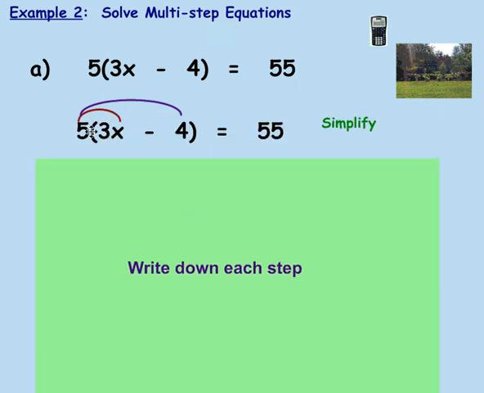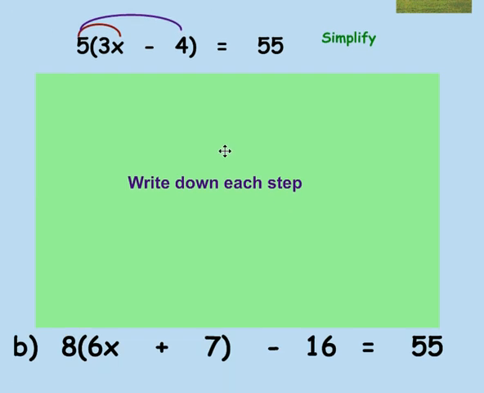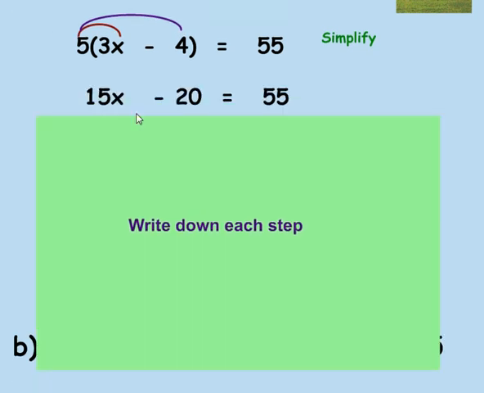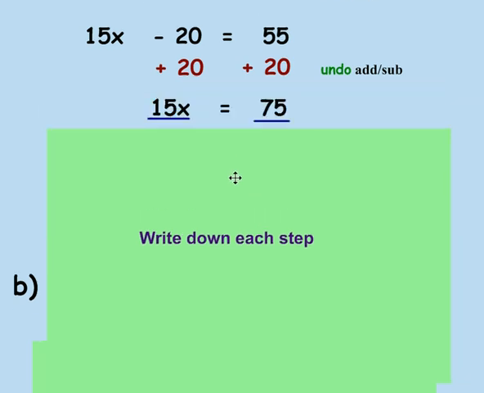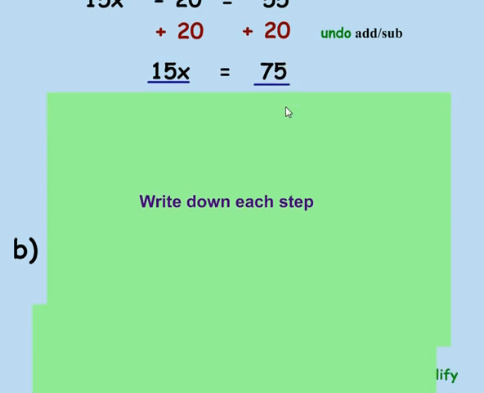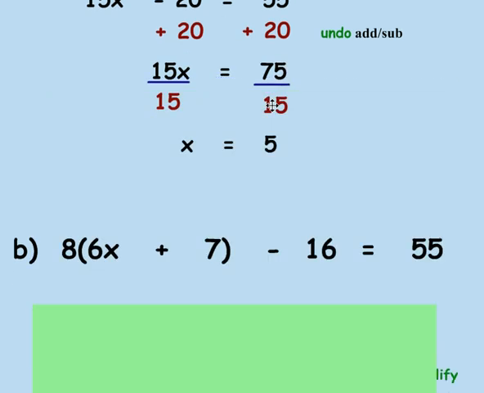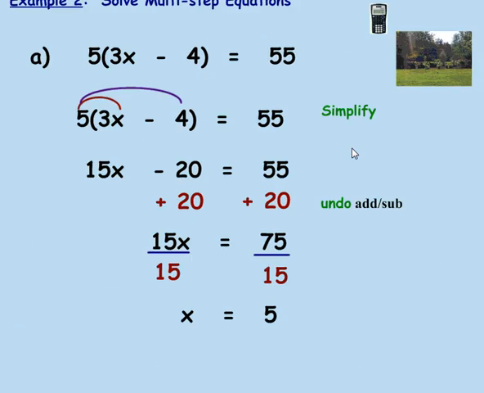So what I'm going to do is distribute this 5 to both numbers in here. And I'm going to get 15x, and I'm going to subtract 20. And I've got rid of the parentheses, make sure you always multiply the second one. Then I'm just going to add 20 to both sides. And then I'm going to be left with the 15x, and now I'm going to have 75. And once I do my division, I'm going to get an answer of 5.